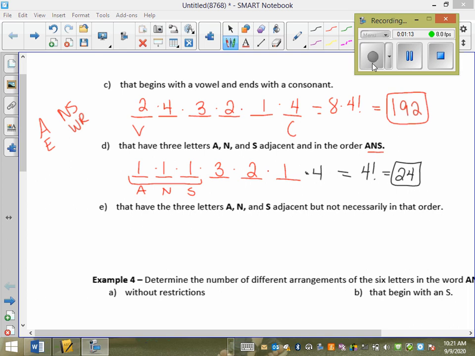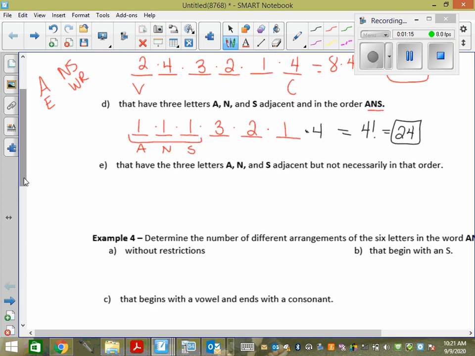And then the last one says have the letters A and S adjacent, but not necessarily in that order. So they have to be together, which changes the 1, 1, 1 to actually 3, 2, 1. I still have 3 left, 2, 1. Does it say at the front or in the middle or at the back? No, so it doesn't say that. I have to multiply by 4. So I get 3 factorial, 3, 2, 1, and then 4, 3, 2, 1, 4 factorial, which is?